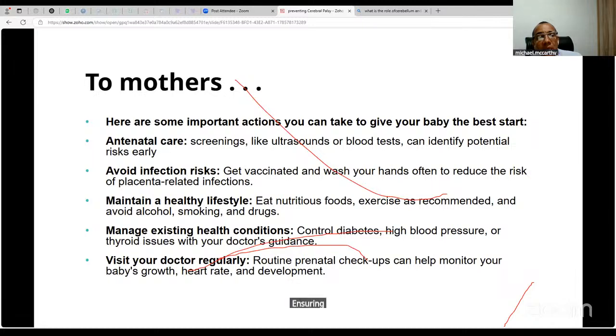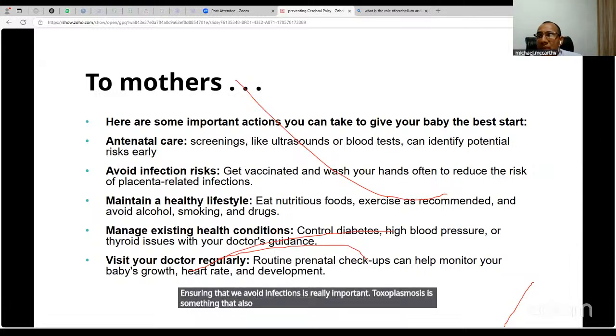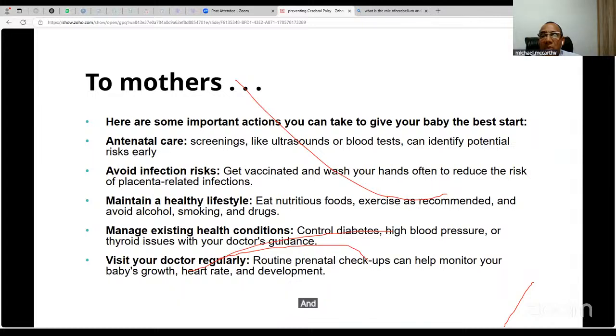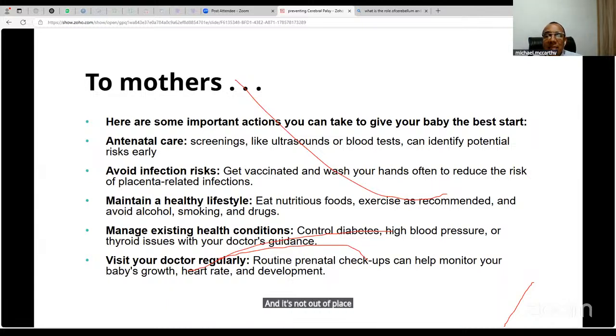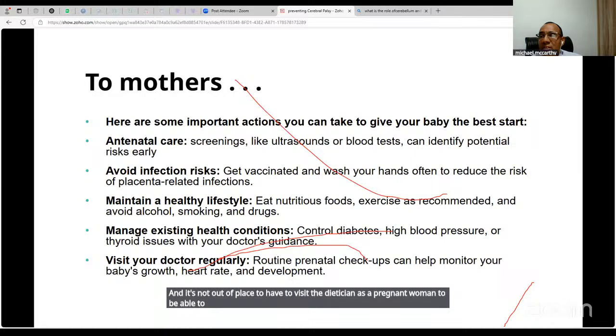Ensuring that we avoid infections is really important. Toxoplasmosis is something that also occasionally we see and can be avoided by proper hygiene. Maintaining a healthy lifestyle generally during pregnancy is really important. And it's not out of place to visit the dietitian as a pregnant woman to be able to get a grip on nutrition in pregnancy, which we know is quite challenging and not the same as nutrition outside of pregnancy because of the various factors.